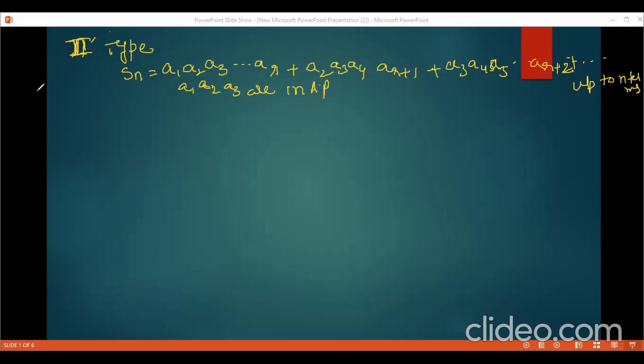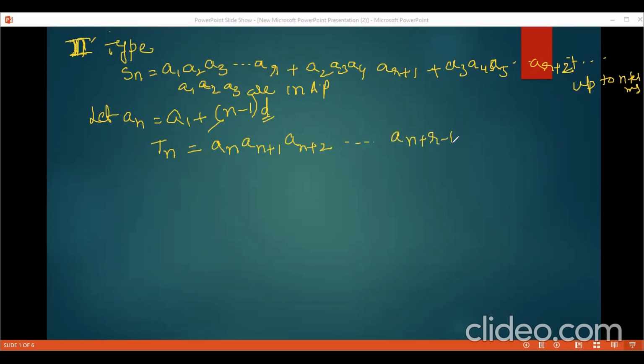Now let an is equal to a1 plus (n minus 1) into d. So d is the common difference. Tn be the nth term of Sn. So Tn is equal to what? From this we can write easily: Tn is equal to an, an plus 1, an plus 2, so on, an plus r minus 1. Take this as equation 1.